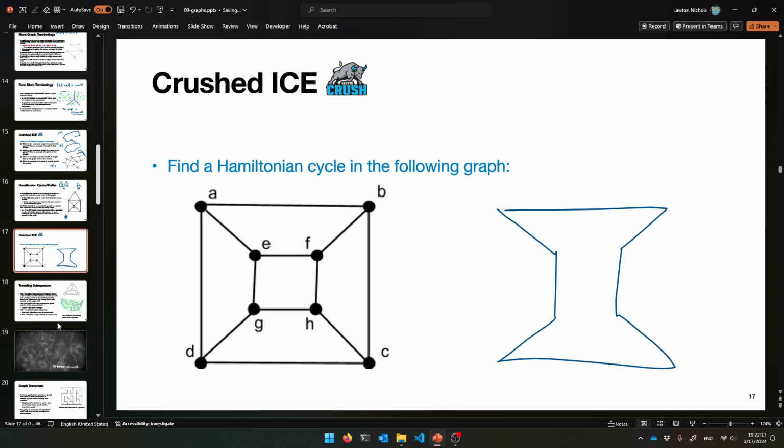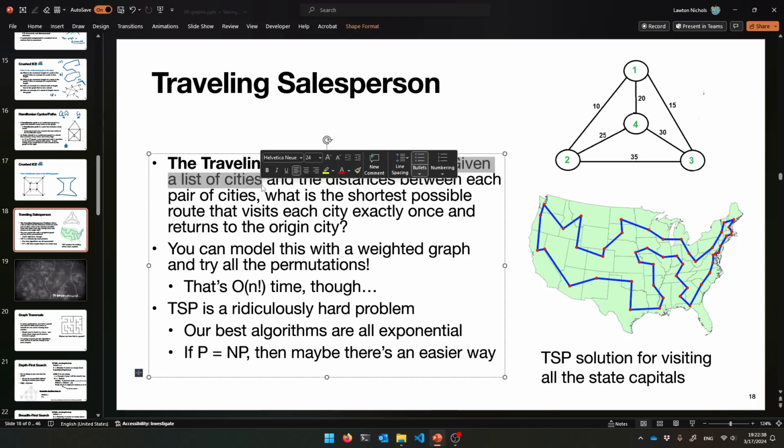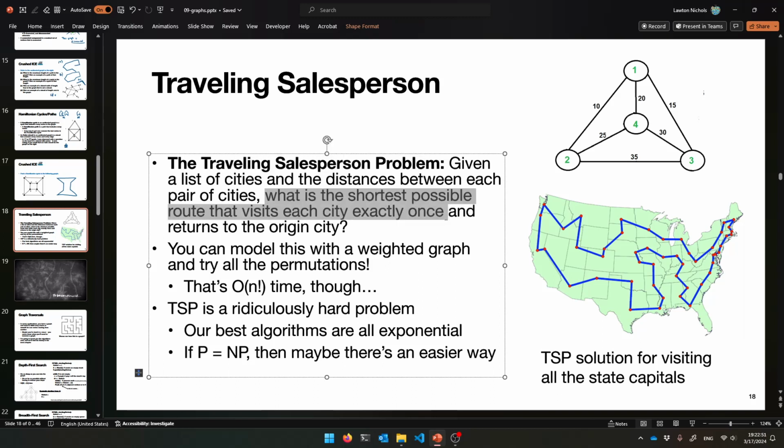All right, depending on time, I think I have maybe one or two more slides. We'll see if we can do more. Next I'd like to talk about a problem called the traveling salesperson problem. It's a fun one. It's a very computationally difficult problem, and it has to do with graphs, of course. Given a list of cities and the distances between each pair of cities, what is the shortest route that a salesperson would want to take to save on gas, the shortest route that visits every city just once and then returns to the origin city where you started?